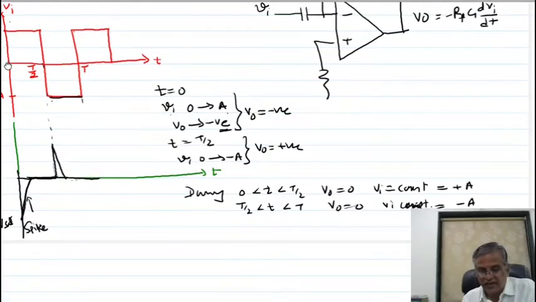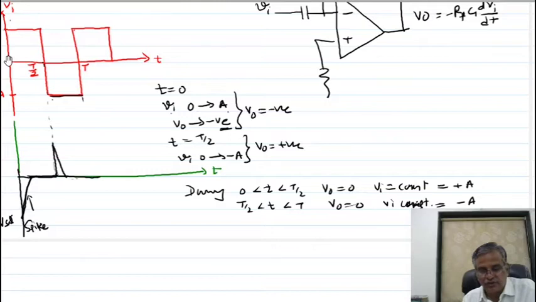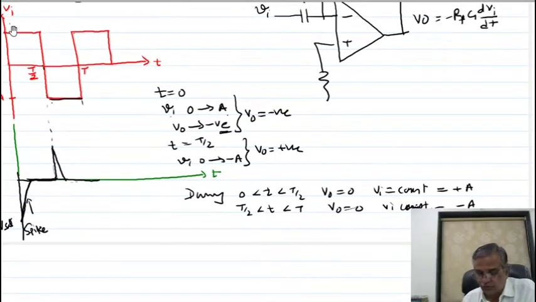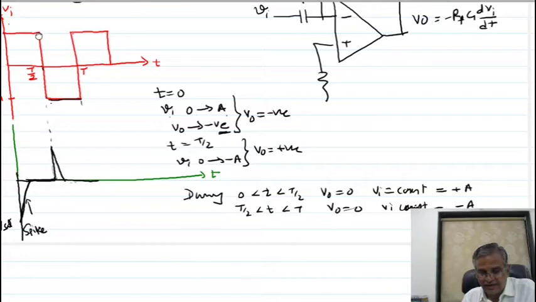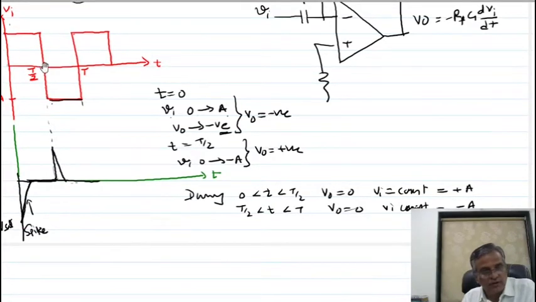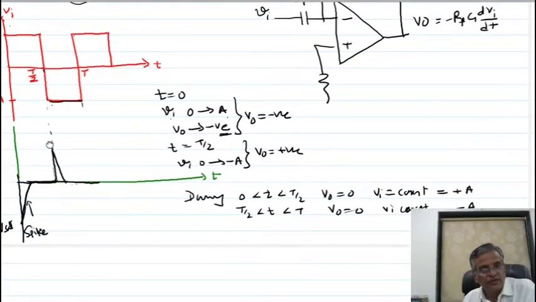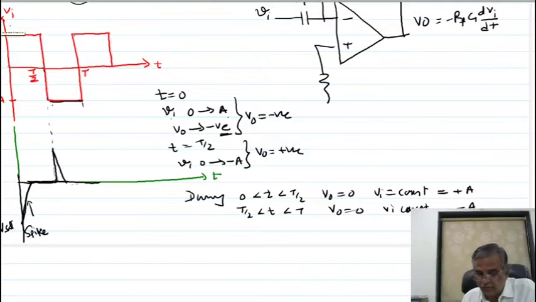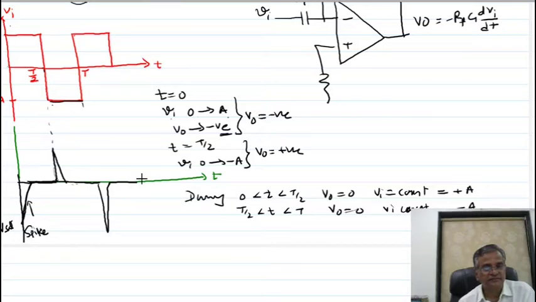So at t equal to 0, the amplitude is changing from 0 to plus A, so the output will be minus saturated. At T by 2 time, it is going from 0 to minus A, input voltage 0 to minus A, so the output will be positive. So such a kind of waveform you can see on your oscilloscope. So a spike waveform is obtained. This value is minus saturated voltage. Slightly you are getting like this.